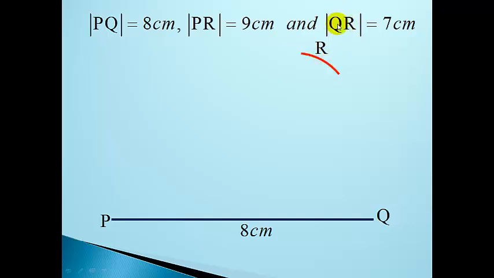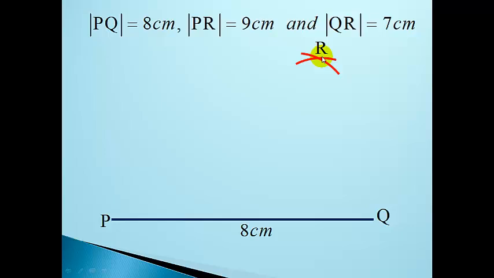Now, the distance from Q to R equals 7 centimeters. The distance from Q to R has been given to be 7 centimeters. So we measure the distance of 7 centimeters with the help of our compass on the ruler and stand at Q and describe an arc as shown. Where the two arcs meet, we name it R.